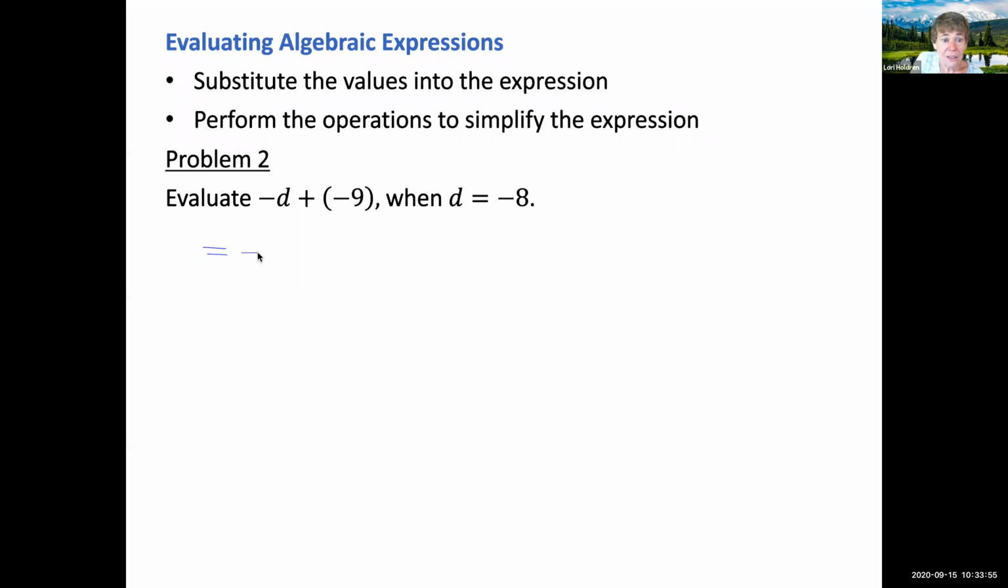So negative in front of this d, when I substitute in the negative 8, and this is just a good rule of thumb, is to put the negative 8 in parentheses. That way we don't have any problem noticing that we need to do things like multiply, divide, and in this case we have a double negative. So the double negative would make that into a positive 8 plus the negative 9. Now these are opposite signs, so we're going to subtract 9 minus 8, and the 9's bigger in absolute value, so that winds up being negative 1. Did you get that?